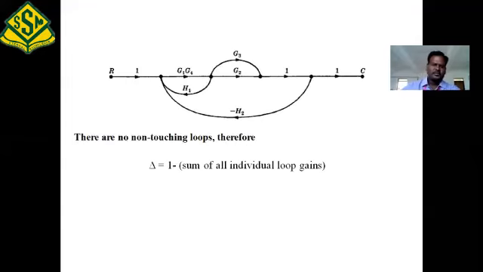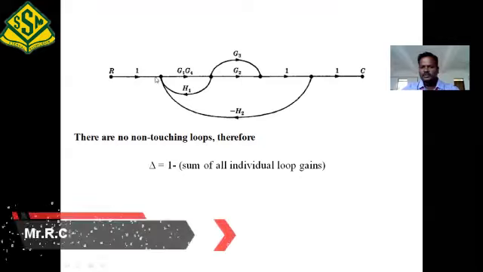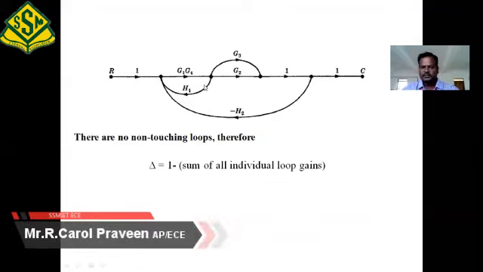Next, there is no non-touching loop. What is a non-touching loop? It is very simple: 2 loops having no common area, no common nodes or common path. That is called a non-touching loop. In this problem, you have 3 loops. For example, consider this loop, which is individual loop 1, and the bigger one is individual loop 2. These 2 loops have G1, G4 in common, and in a similar fashion, these 2 nodes are also common. Hence, we treat this as a touching loop. There is no non-touching loop for this problem.